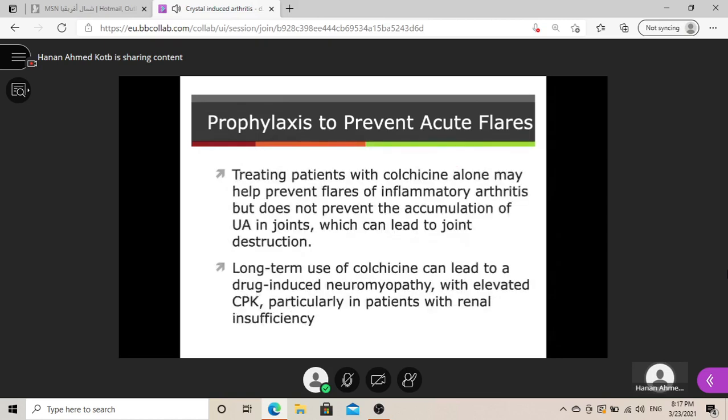Treating patients with colchicine alone may help prevent flares of inflammatory arthritis, but it does not prevent the accumulation of uric acid in joints. Remember the punched out erosion? That is an accumulation of uric acid crystals like a ball that falls and dissolves, leaving its place, this radiographic finding. After a while, we said, the joint develops deformity. So for this reason I can't use colchicine alone.